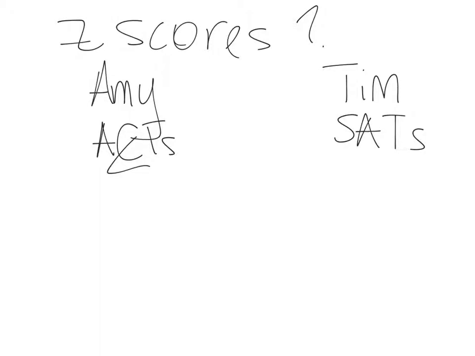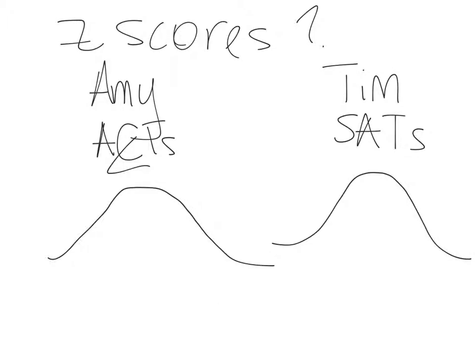But how will we know? Well, we have two different scales. We have two different tests, right? And the range of the scores from the SATs is very different from the ACTs. But if we have information from these measures, please excuse my horrendous bell curves, then we can compare Tim's SAT score and Amy's ACT score. For instance, how much did Amy score? She scored a 31, that's her raw score from the ACTs. And Tim scored a 625 in his SAT.